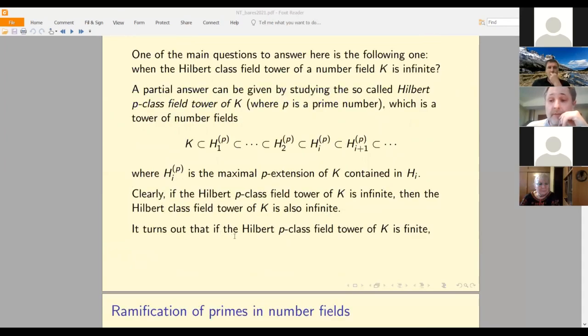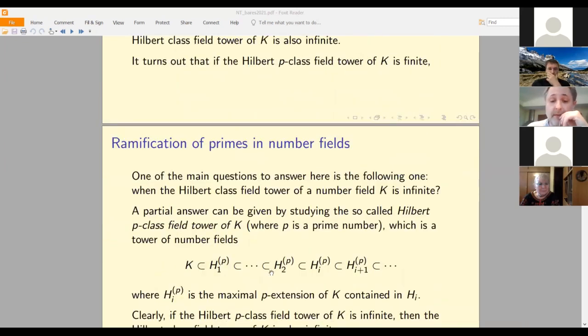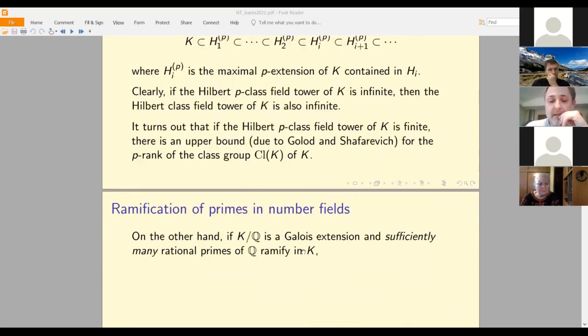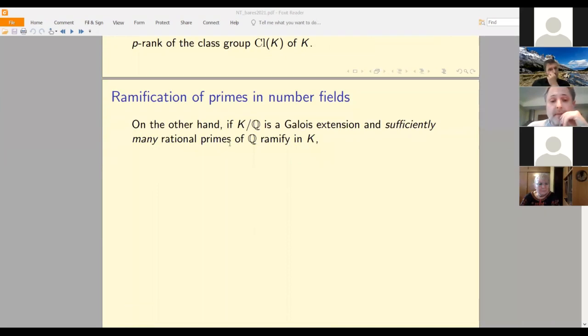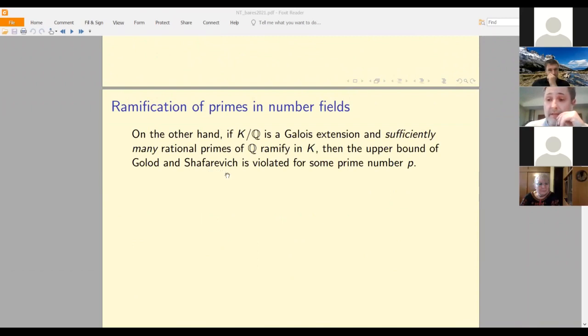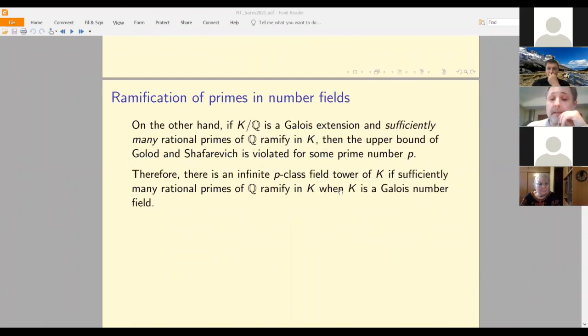It turns out that if the Hilbert P-class field tower is finite, you have an estimate for the P-rank of the class group of the number field, which is due to Golod and Shafarevich. On the other hand, when the number field is a Galois extension and many primes ramify in K, this condition of Golod and Shafarevich does not hold for some prime number P. And that means that the P-class field tower of K has to be infinite. So in that way, you prove the Hilbert class field tower is infinite.